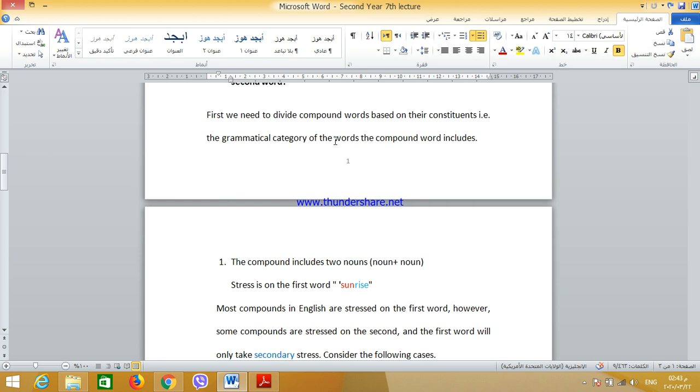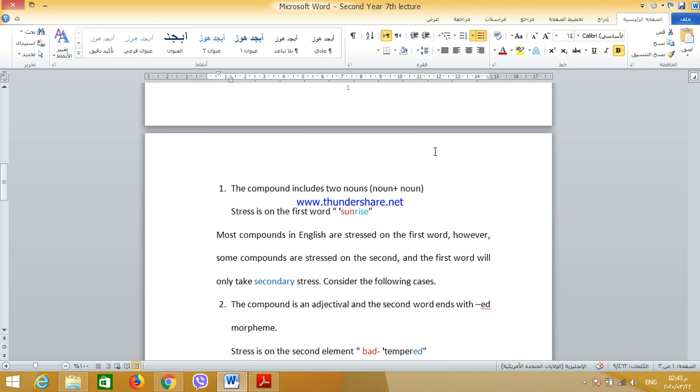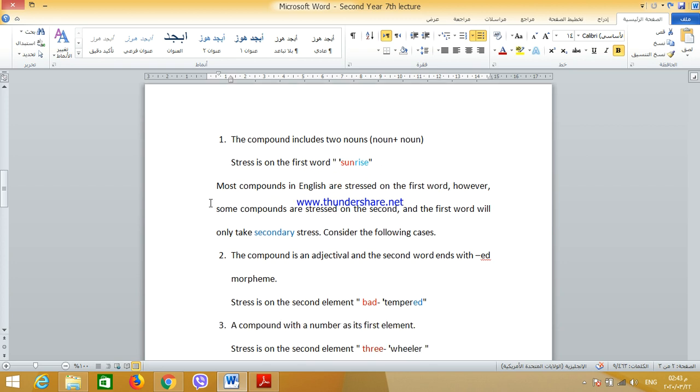First, we need to divide compound words based on their constituents. I mean, the grammatical category of the words the compound word includes. Now, the most frequent type of compounds is compounds that include two nouns, a noun plus a noun. In this case, the stress is always on the first word, like sunrise. You can see that the stress is on the word sun, that is the first word of the compound. As I said, most compounds in English are stressed on the first word.